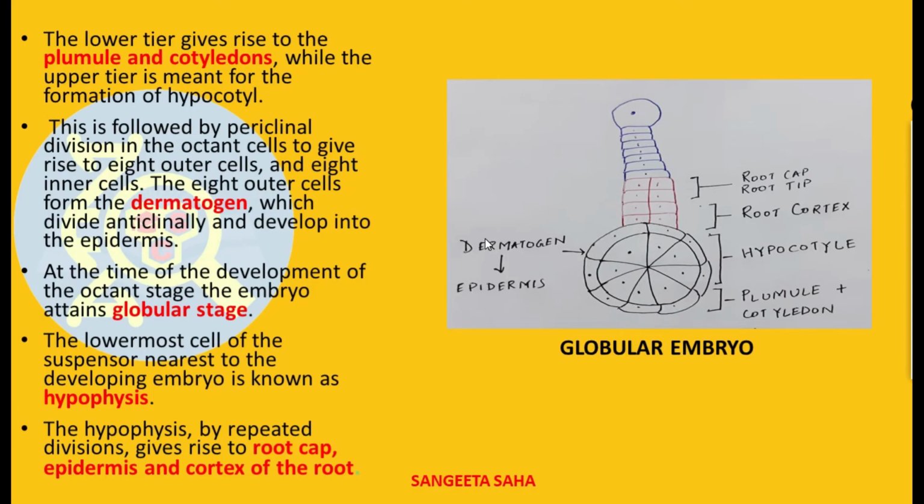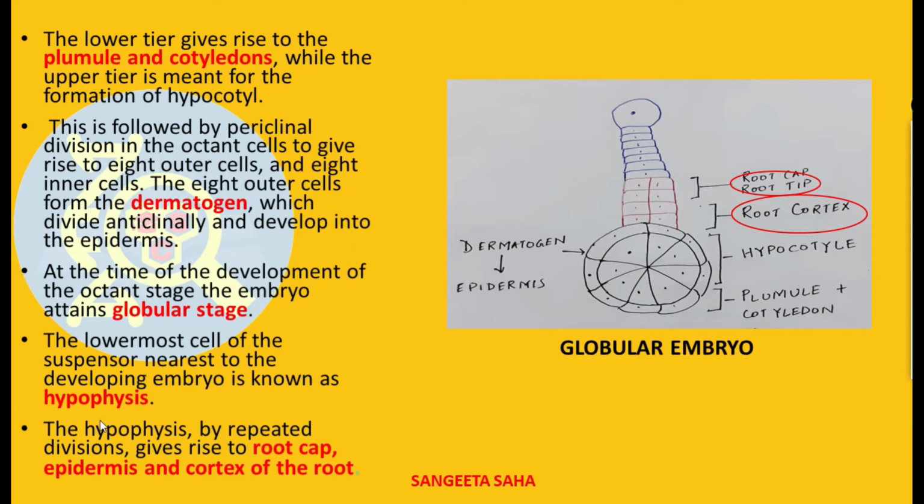Now let's see the fates of the 8 cells. The 4 cells towards the suspensor, that is towards the micropyle, will give rise to root cap and root tip, which will ultimately form the radicle. The upper cells, which are in contact with the pro-embryo, give rise to root cortex.